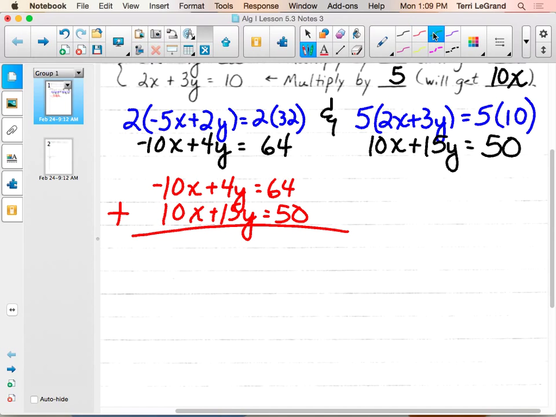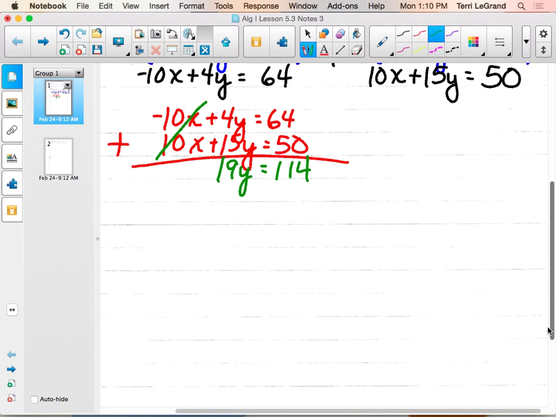And then once you have them lined up like this and you start adding, if you don't get to cancel one of them out, you better stop and say, hey, wait a minute, something's wrong here. I can't have both the x's and the y's when I'm done adding. One of them has to cancel out, one of them has to eliminate. So I get that we can cancel the x's and that we have 19y equals 114 when we add them together. Okay, and what do we do next?